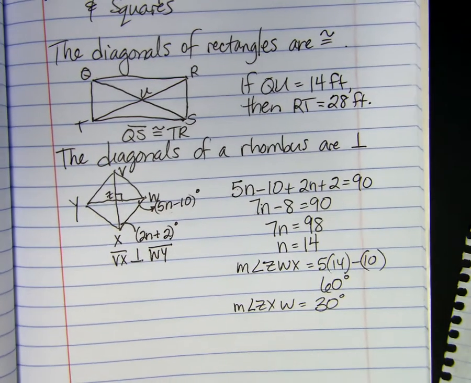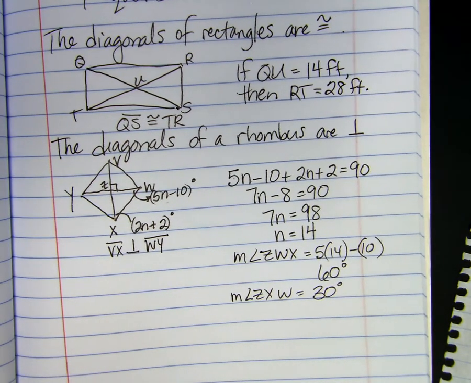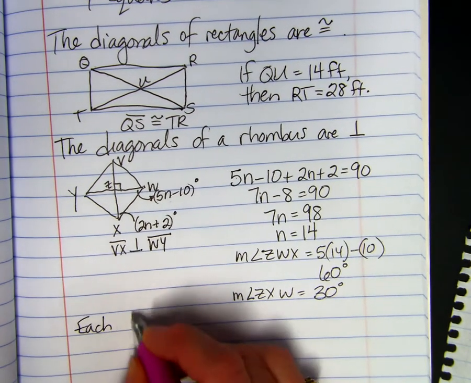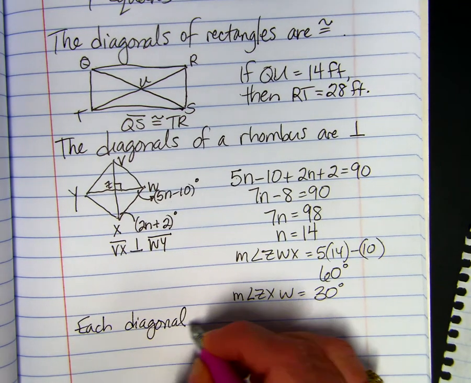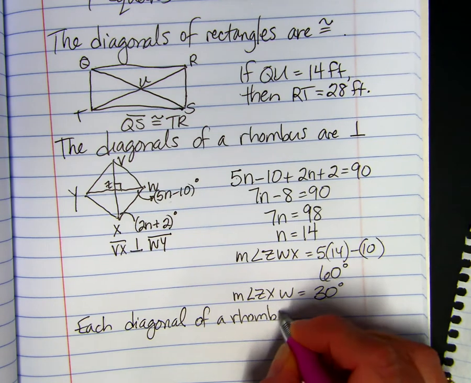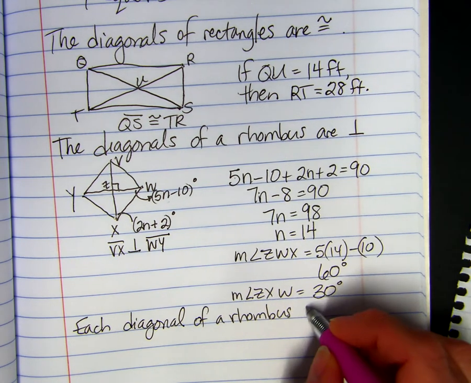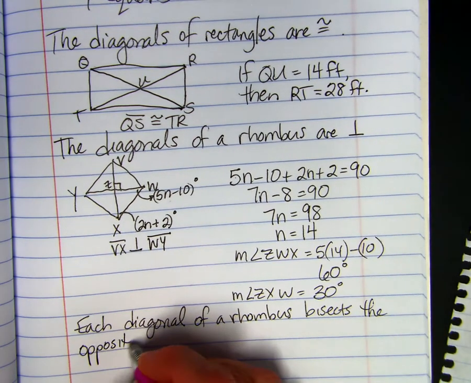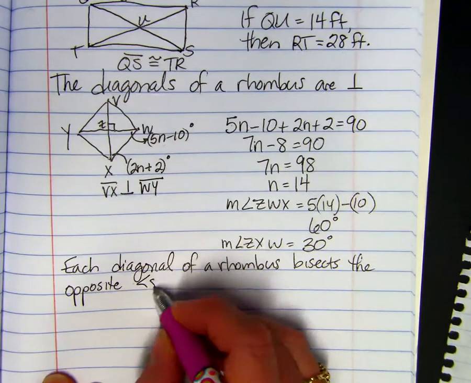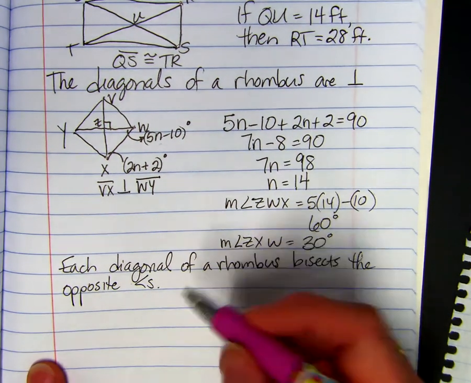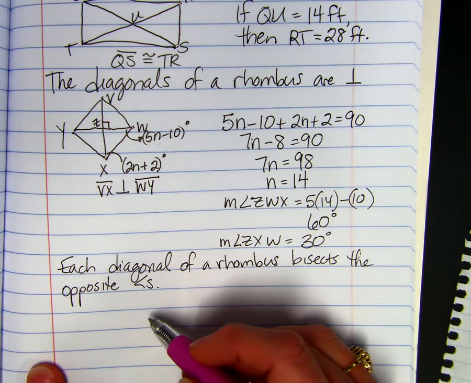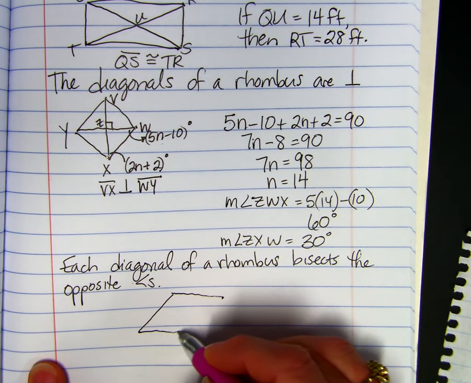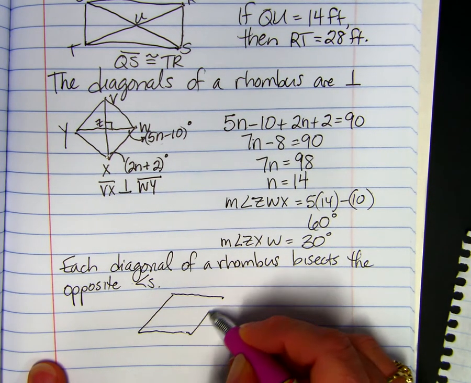So, the other cool thing about rhombuses is that each diagonal of a rhombus bisects the opposite angles. So here's our rhombus.